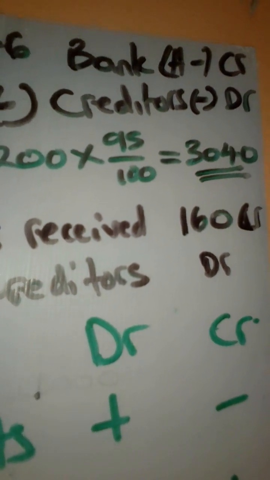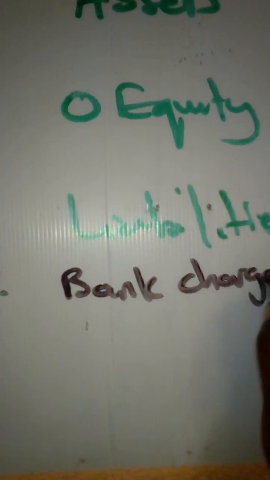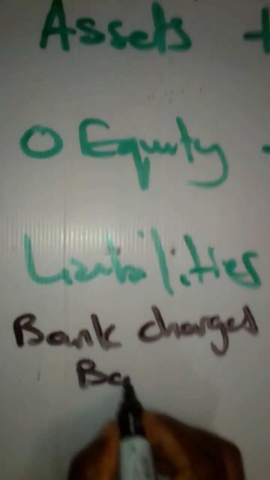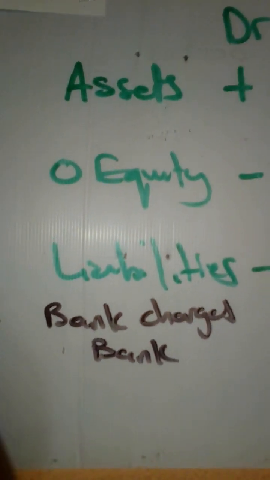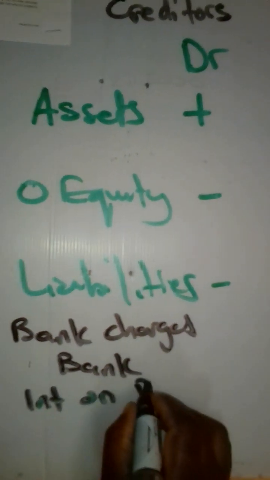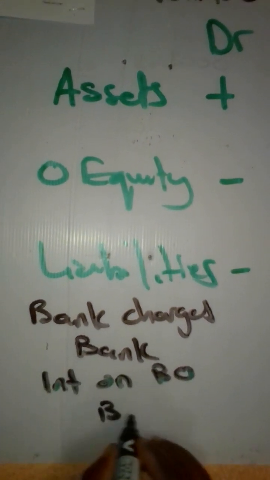Then 1.2.7. I don't know whether there's a calculation. Receive the bank statement from Absa Bank: bank charges for the month. I'll just do the double entry for you. So we've got bank charges against our bank account, and then we also have interest on bank overdraft, which is also against our bank.